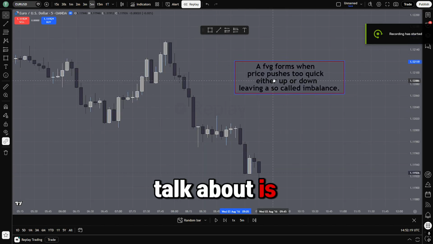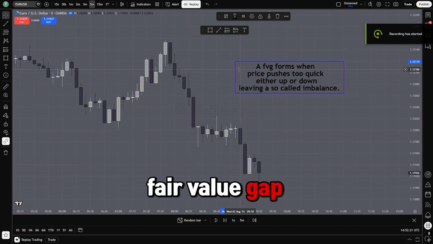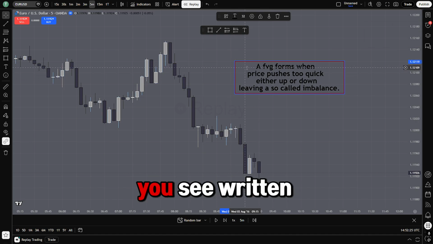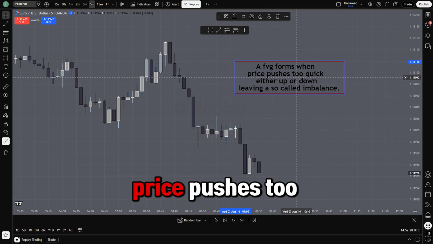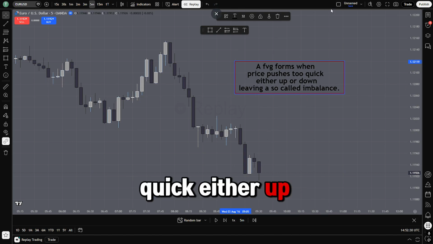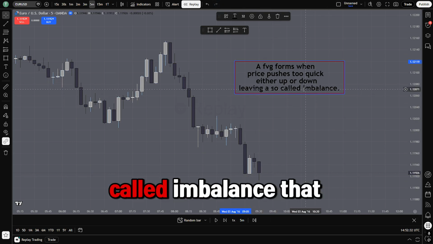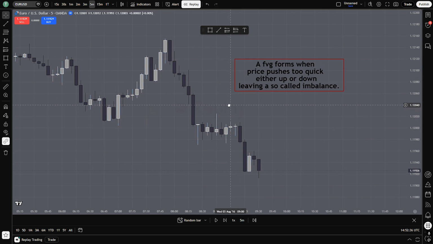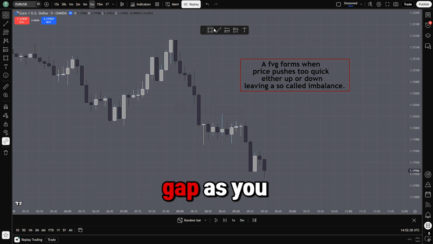First thing to talk about is what is a fair value gap, why does it form, how does it form. A fair value gap, as you see written here, forms when price pushes too quickly either up or down, leaving a so-called imbalance that we call a fair value gap. Now, how do we mark the gap?